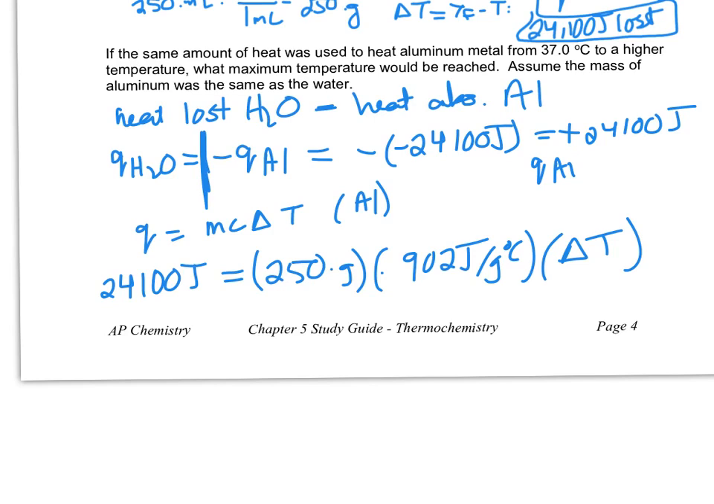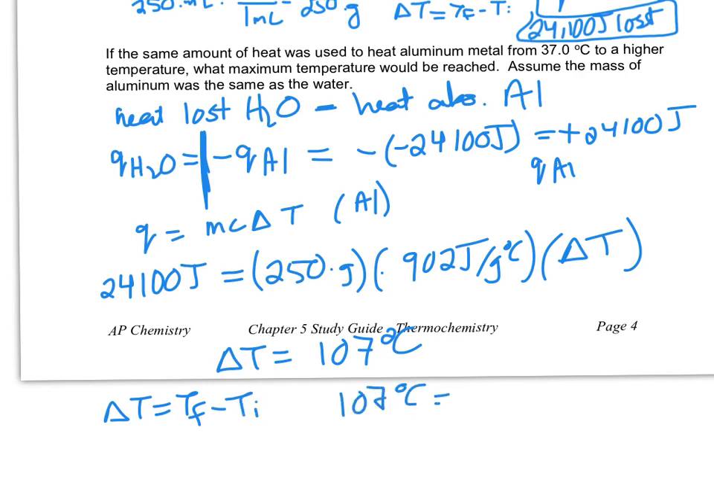It's easier in math if you put delta T there. If you want to put T final minus 37 and solve for what T final is, that's fine. It's just a little bit more algebra. So it's a little bit easier to do it that way. When you do this, you get delta T is equal to 107 Celsius. So then I'm going to say delta T is T final minus T initial. So 107 Celsius is equal to T final minus 37 Celsius. So T final is equal to 144 Celsius.